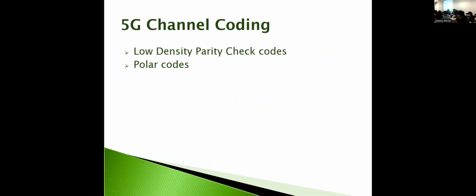Finally, our 5G channel coding. These are low density parity check codes and also polar codes. They're more advanced than what we have studied, but these low density parity checks are like a sparse linear block code, but they're solved iteratively, and that's all we're going to have time to talk about.